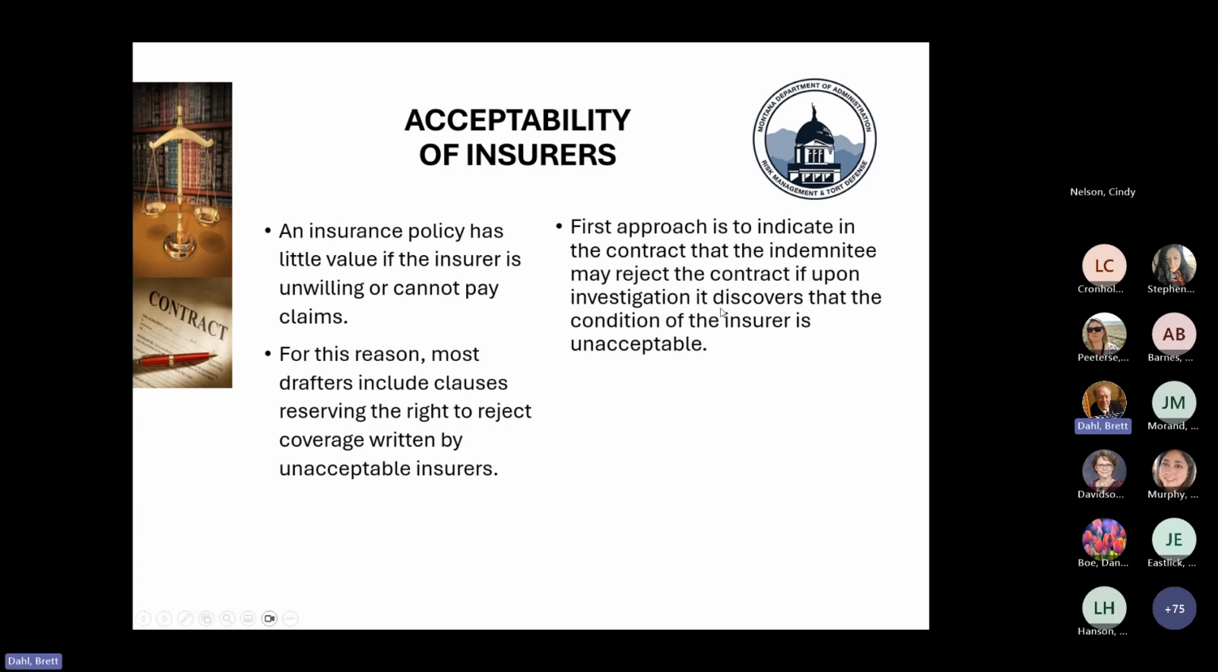Top right bullet, first approach is to indicate in the contract that the indemnitee may reject the contract if upon investigation it discovers that the condition of the insurer is unacceptable. There's been one instance that I can think of where a contract was put in place. The contractor was required to carry workers' comp insurance and did not have it in place. And an employee and a citizen were injured. So that took quite a bit of work with the Montana State Fund, who has an uninsured fund, to work through that when there was no workers' compensation insurance established in the contract and no independent contractor's exemption, just as an example.